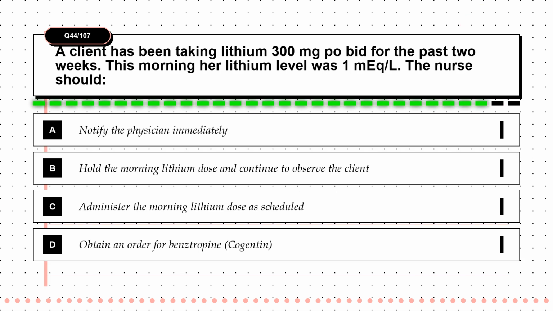Question 44. A client has been taking lithium 300 mg per bid for the past 2 weeks. This morning her lithium level was 1 mg/L. The nurse should, here are the options. Option A, notify the physician immediately. Option B, hold the morning lithium dose and continue to observe the client. Option C, administer the morning lithium dose as scheduled. Option D, obtain an order for benztropine Cogentin.